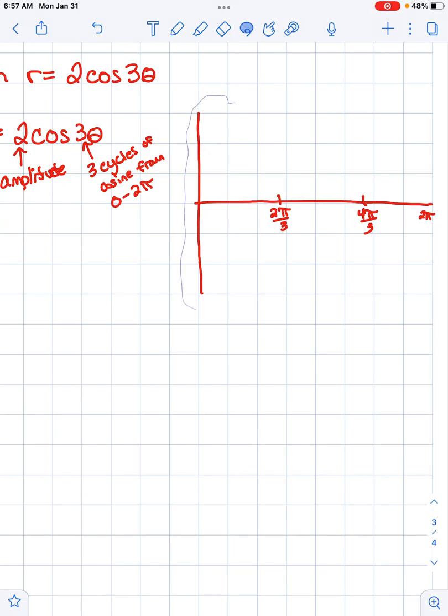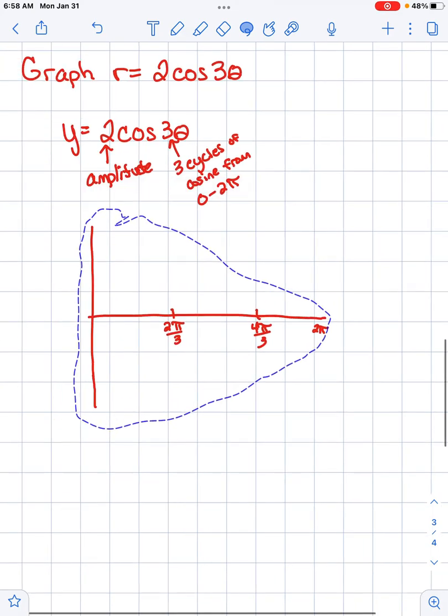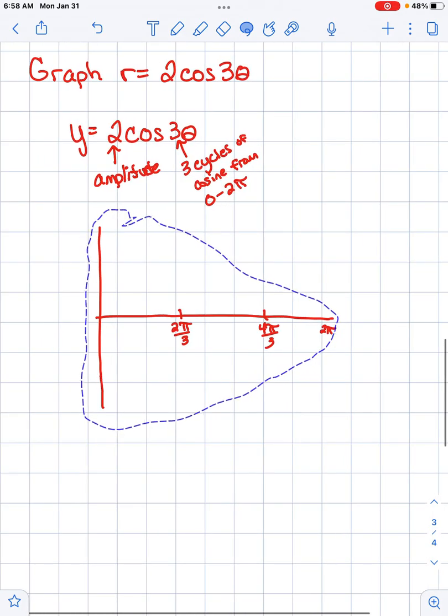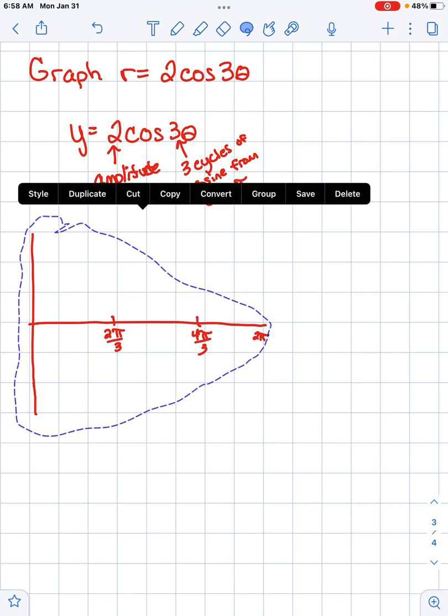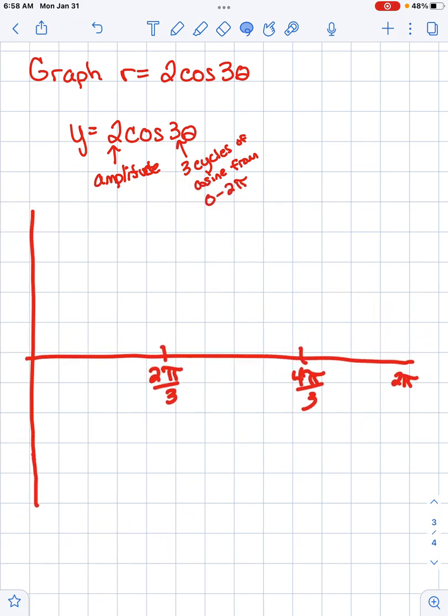I'm going to increase this because that's not going to give me enough room to write. So I'm going to move this down a little bit. All right, that's good enough.